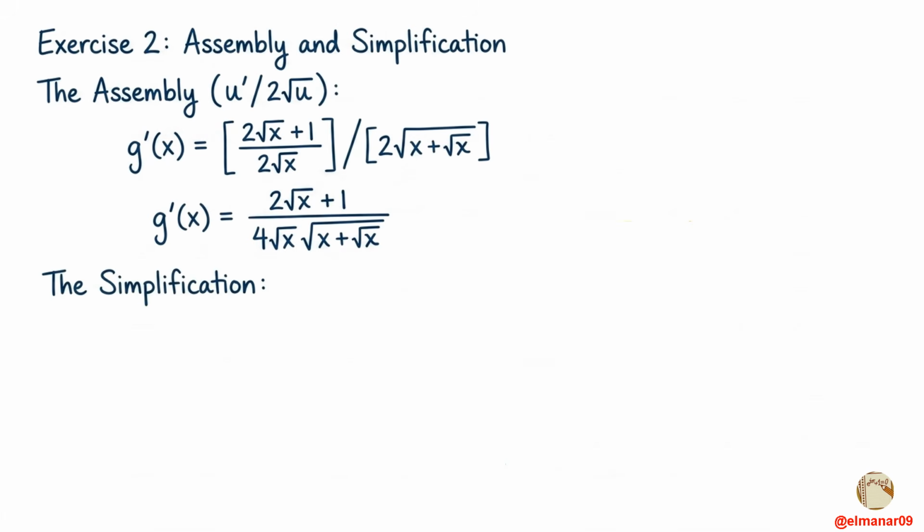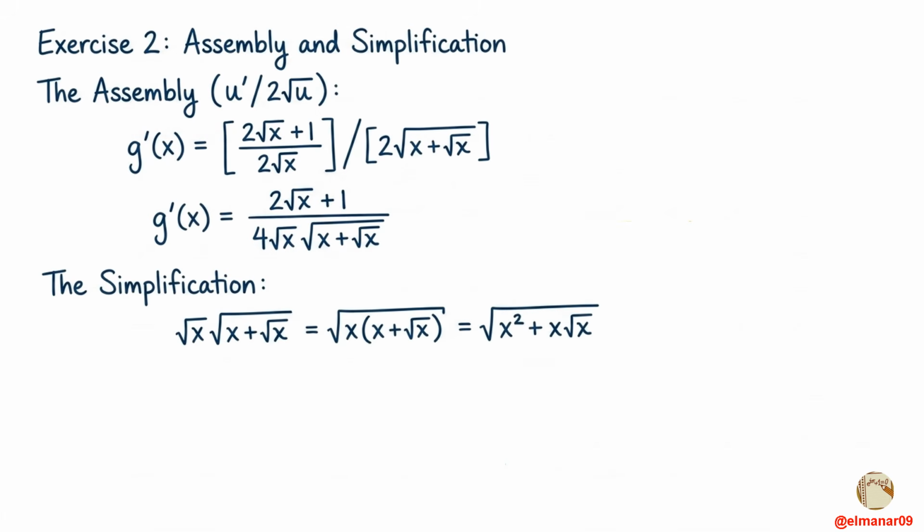But wait, we can do better. Notice the root x outside and the root next to it. We can bring the root x inside that adjacent root by squaring it. It becomes x. So root x times square root of x plus root x plus 1 becomes square root of x squared plus x root x plus 1.